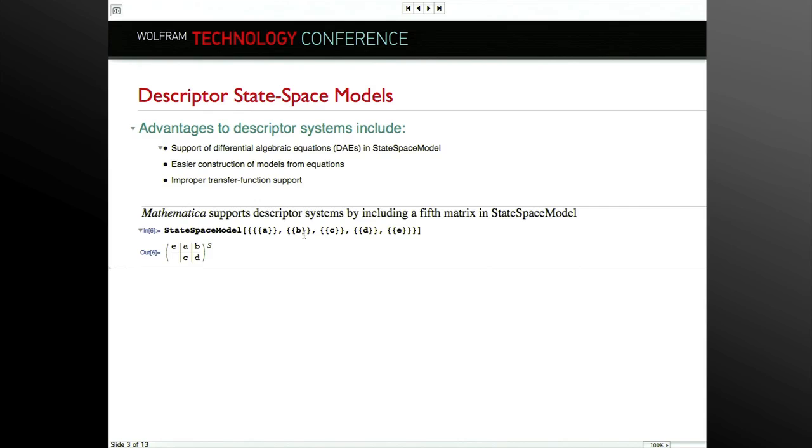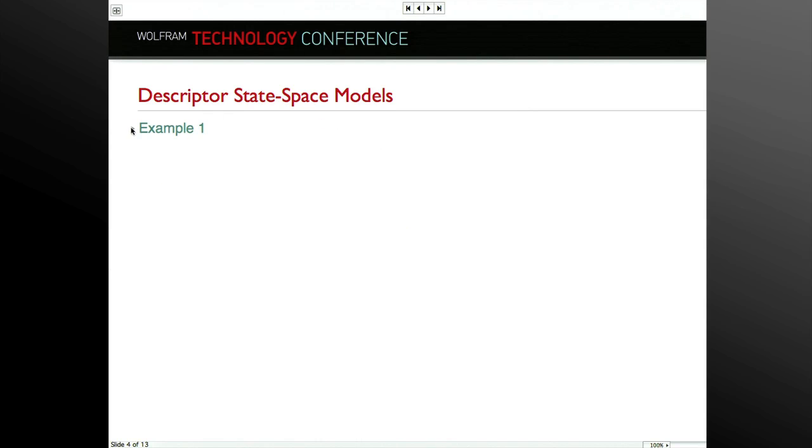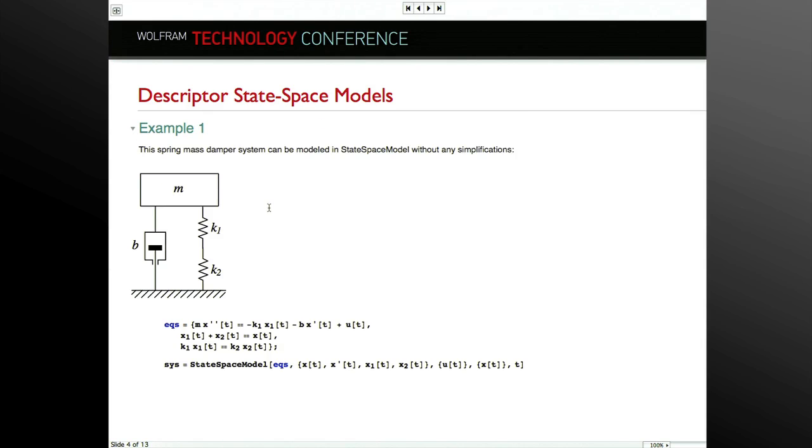So here's just to show you how we create a descriptor model. You add a 5th matrix to your list of matrices. So in version 8, we could have only taken these. Now you just add that descriptor matrix here, and that's the E matrix. So now let's look at a simple example of creating one of these. Again, we have a mass spring damper system, but now we have these 2 springs. And if you remember your mechanics classes, it's pretty easy to take those 2 springs, reduce it to a single spring, and get right back where we were with the simple example.